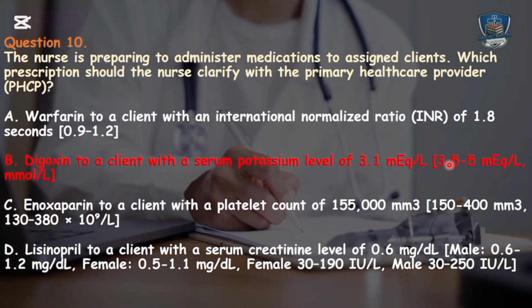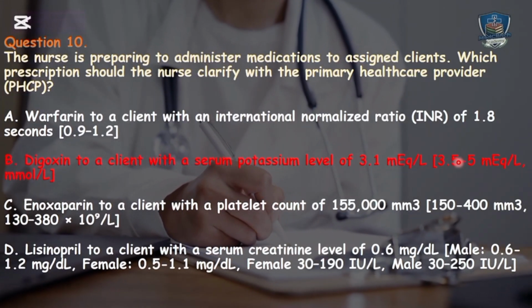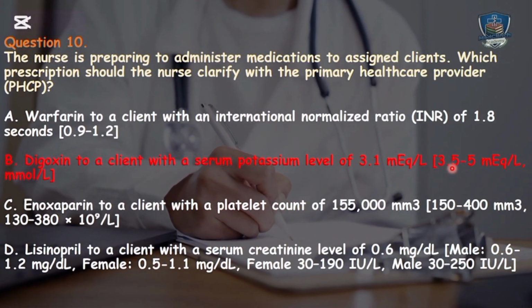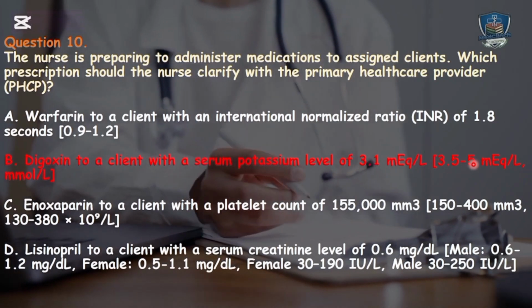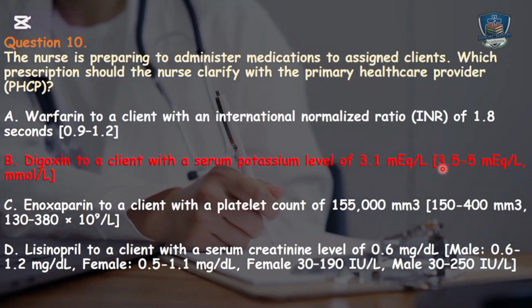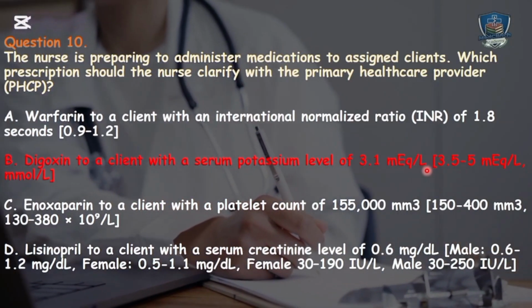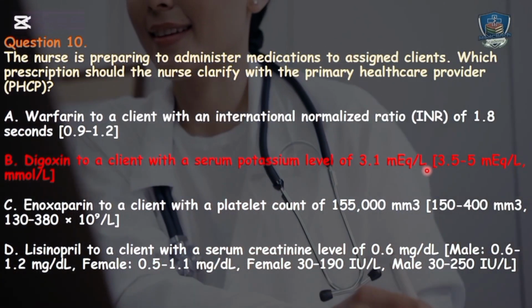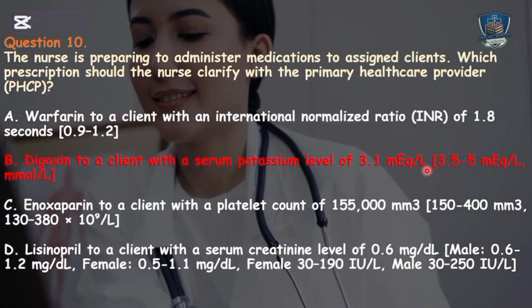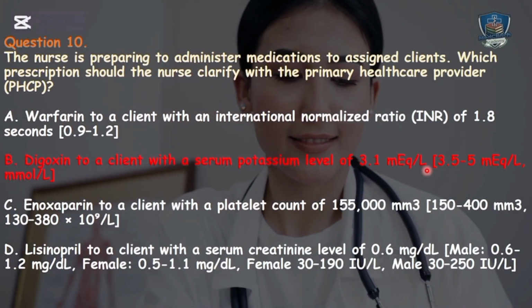We know the question has given us a normal potassium level of 3.5 to 5. So anything below 3.5, we call it hypokalemia. Anything above 5, we call it hyperkalemia. And in regards to hypokalemia, I told you that when the client has hypokalemia, you should not give digoxin because digoxin will occupy the majority of the sodium potassium ATPase pump, and that will lead to digoxin toxicity.